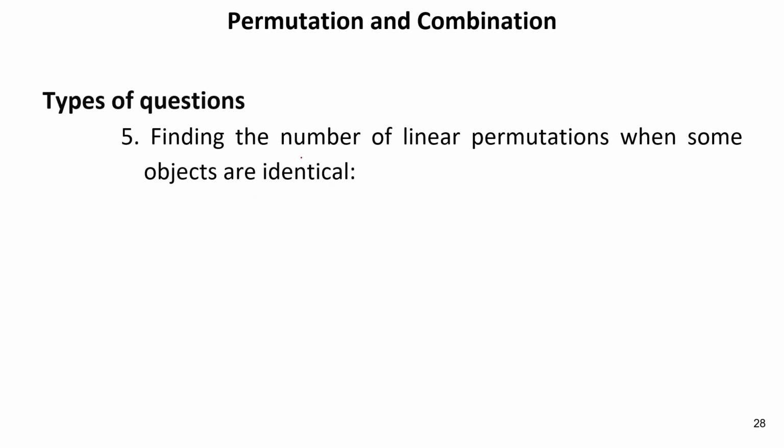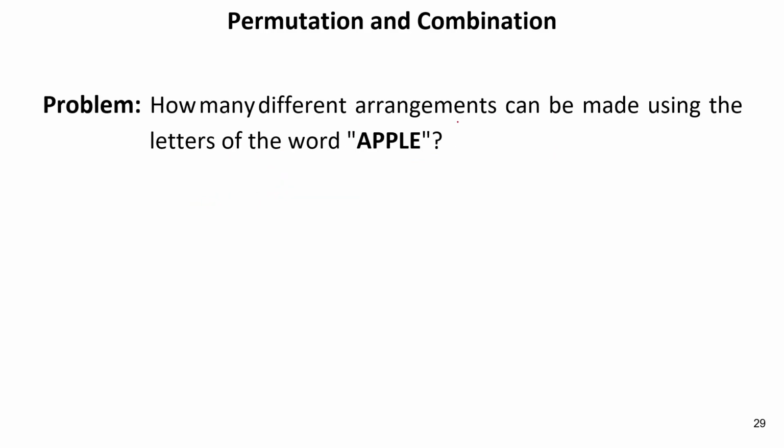Okay. So find the number of linear permutations when some objects are actually identical. Okay. How many different arrangements can be made using the letters of the word apple? So here, as you can see, the number of letters is equal to 1, 2, 3, 4, 5. Right. So we have 5 letters here, and so it will be 5 factorial by. So how many distinct letters are there? 1, 2, 3, 4. Only 4. Right. So only P is repeated twice, so it will be 2 factorial. So it will be 5 into 4 into 3. That will be equal to 20 into 3 is equal to 60. So 60 will be the correct answer.